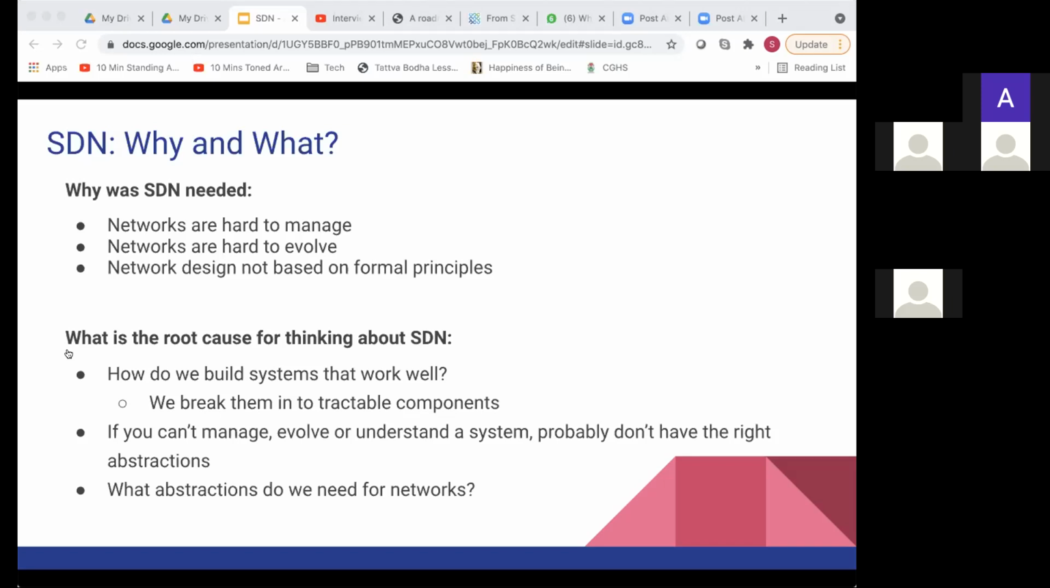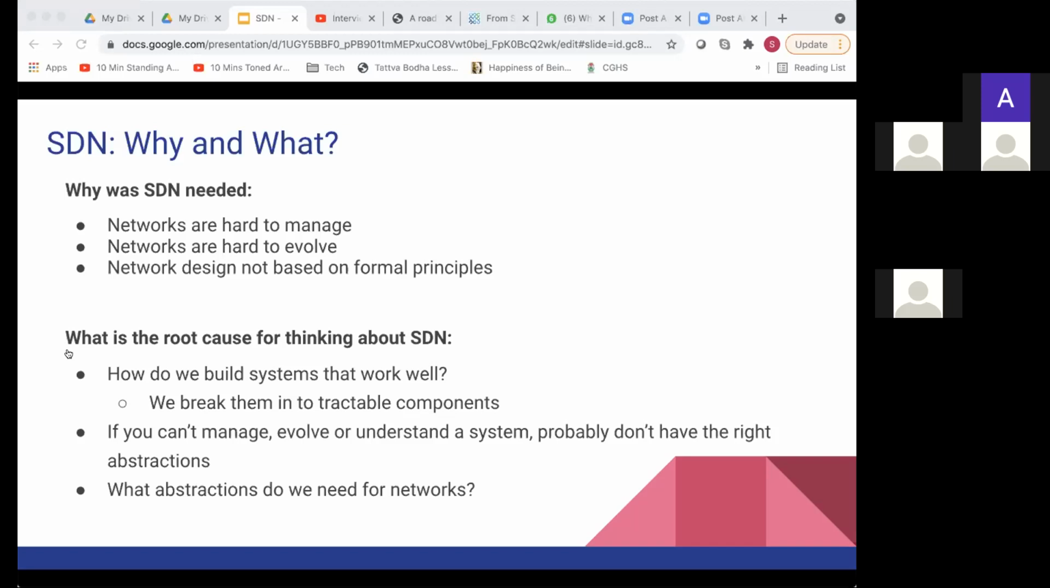So for that, the system needs to be created in tractable components. What does that mean? Easy to create, easy to manage, easy to independently evolve. That's what tractable components means. So that's a good system, right? If you can't manage, evolve, or understand a system, then you probably don't have the right abstraction. What does that mean? We'll talk about it in a second, right?